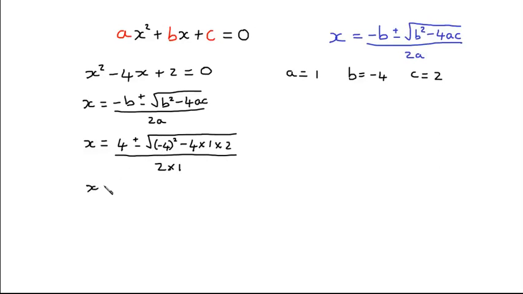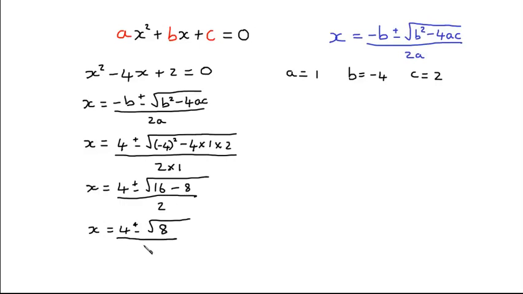So we've got x equals 4 plus or minus square root of negative 4 squared is 16. And then 4 times 1 times 2 is 8, so that's take away 8. And then 2 times 1 is 2, so that's dividing by 2. Simplify one more step. X equals 4 plus or minus the square root of 16 take away 8, which is 8. It's the square root of 8 divided by 2.